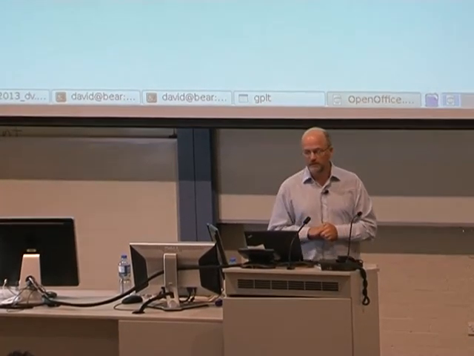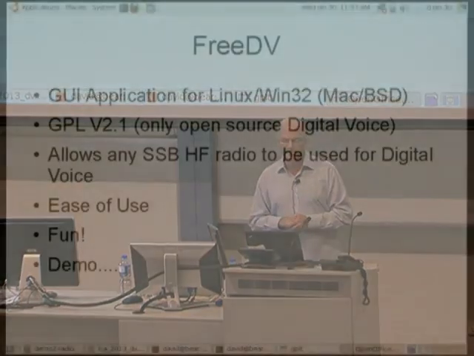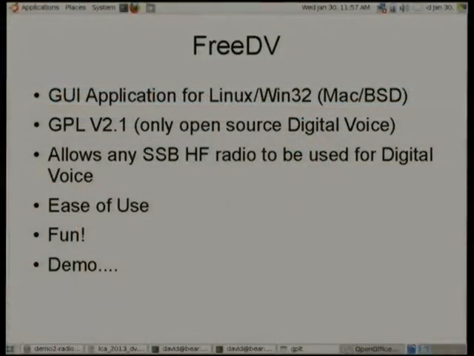Okay, so FreeDV is a cross-platform application. We wrote it for Linux and Windows. A lot of people out there who do radio work, like ham radio operators, are sort of Windows-centric. We're slowly converting them to Linux, but we really did need a Windows application. So we put a lot of effort into making it cross-platform as we developed, using libraries such as wxWidgets and PortAudio. As soon as we released it, some people started porting it to Mac and BSD, and we've got some initial code running there as well.